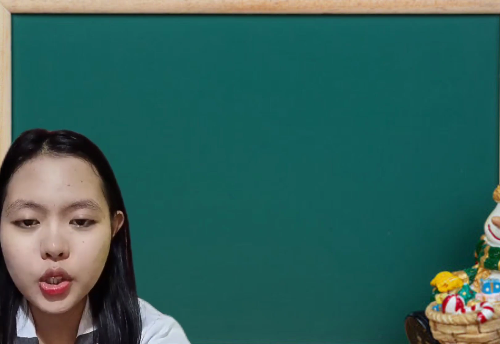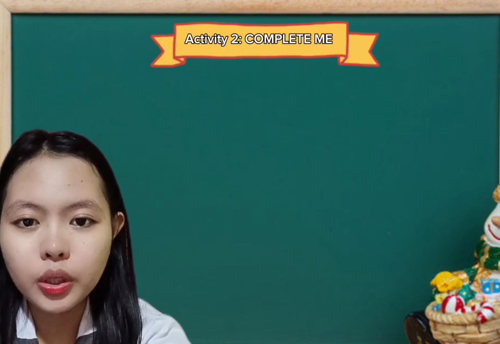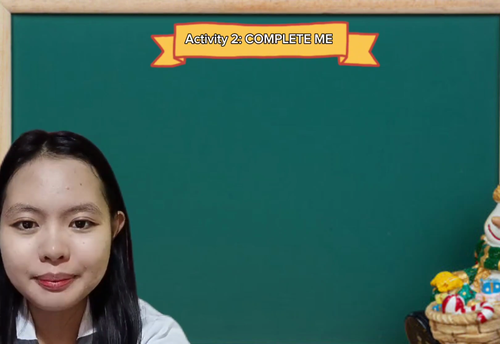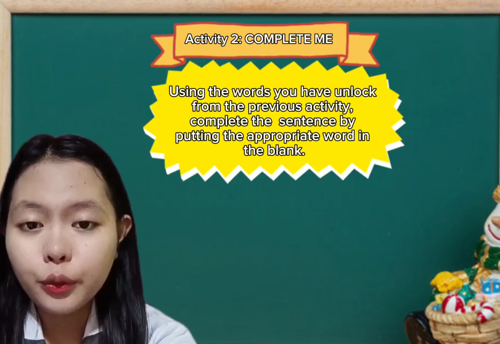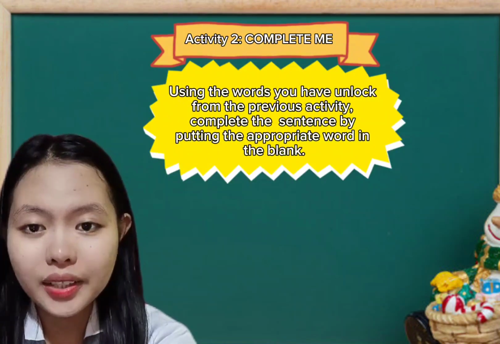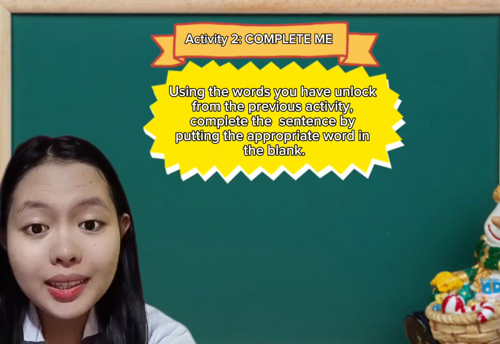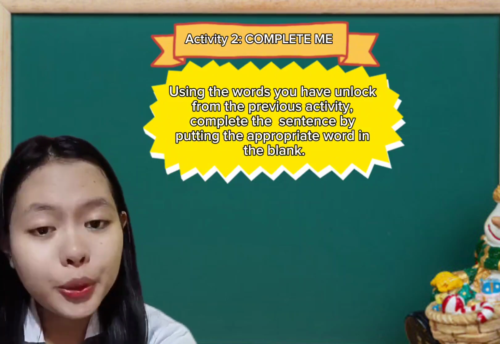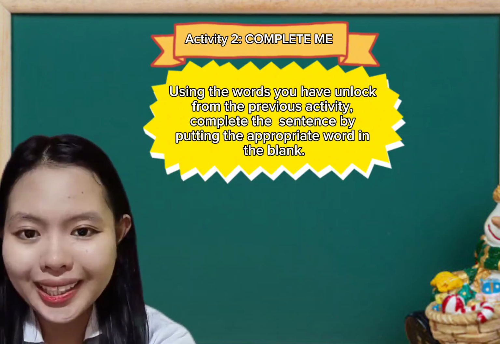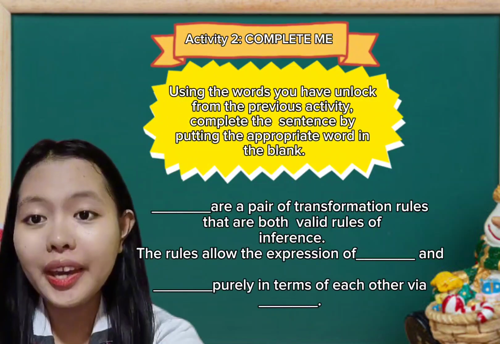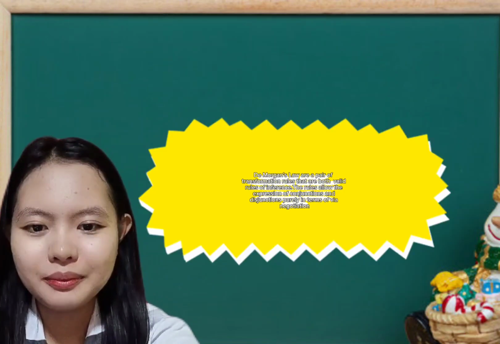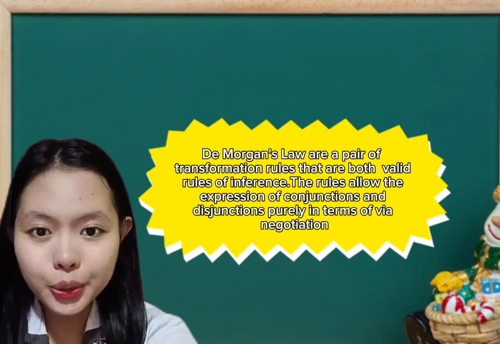Let's move on to activity 2, entitled Complete Me. Using the words you have unlocked from the previous activity, complete the sentence by putting the appropriate word in the blank. Who wants to answer? Okay, Raymart? Very good.